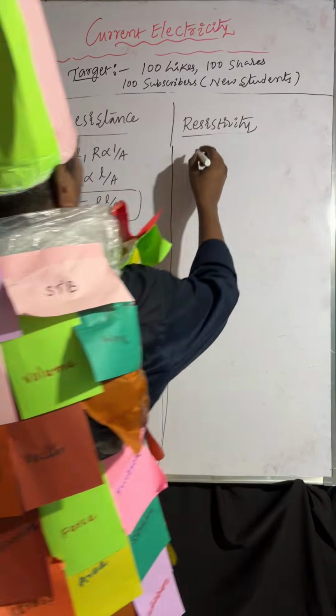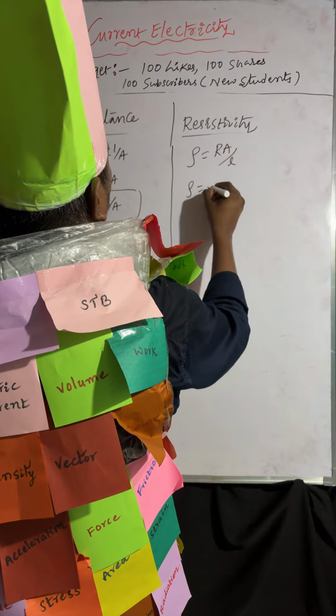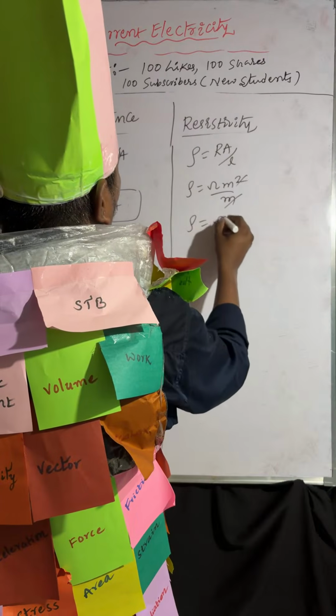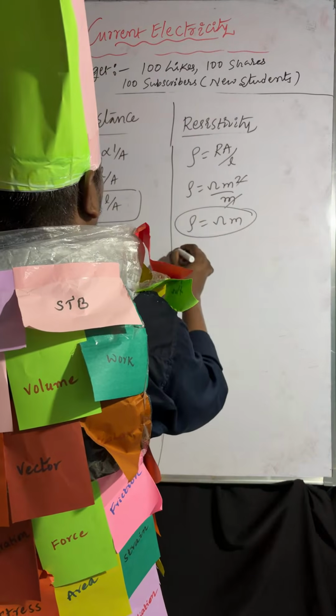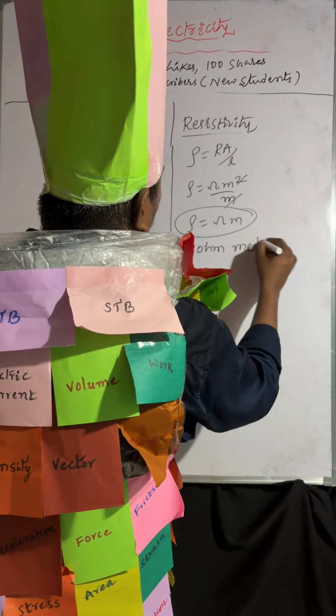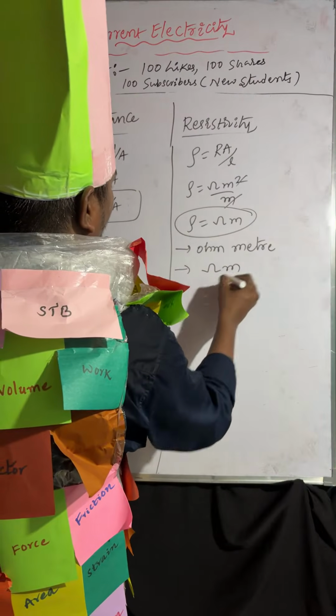Coming to here, rho equals RA by L. So rho equals ohm meter square by meter. Meter can cancel, so the unit is ohm meter. Understood or not? Ohm meter. The symbol is ohm meter.